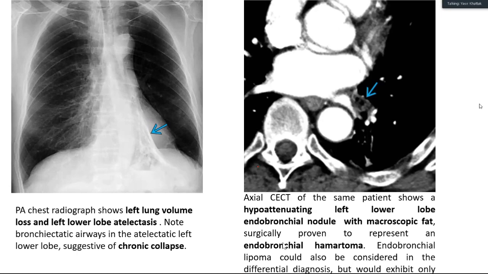And as I said, not necessarily every lesion in the bronchus is a case of bronchial carcinoma. Sometimes you can see a lesion which has some fat inside it, a lesion which has mixed attenuation and has fat and is within the bronchus. Always consider a case of endobronchial hamartoma.